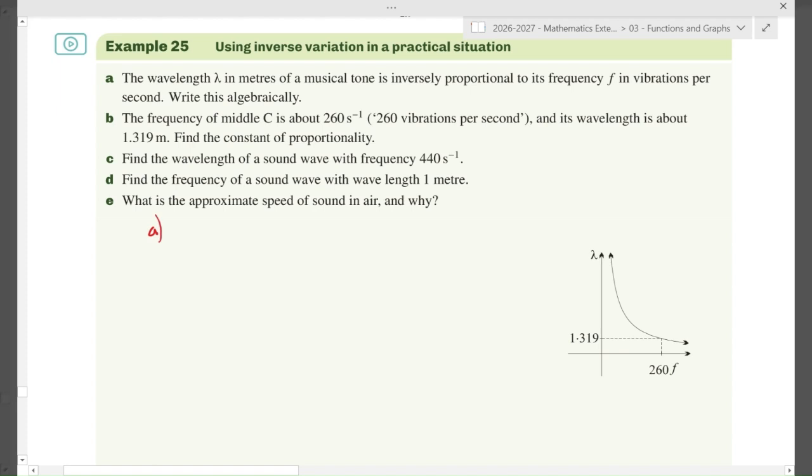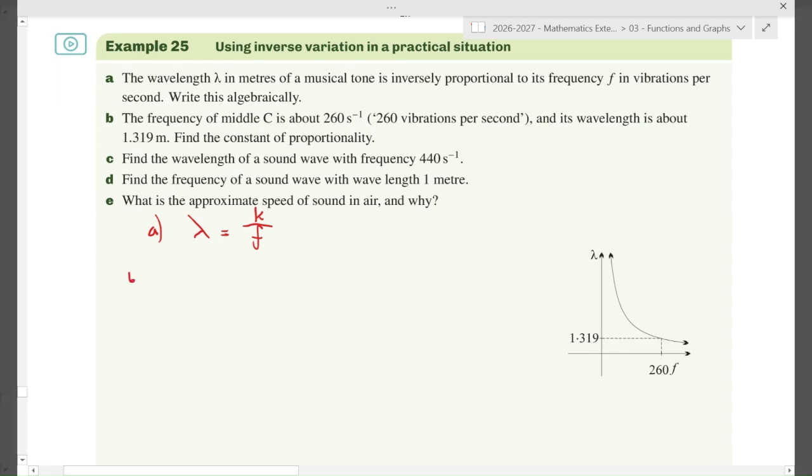We are going to have lambda, and it's inversely proportional to some constant k. By inversely proportional, it means we put something over f. What are we going to put over f? We're going to put k, because k is our constant of proportionality. That is now inversely proportional. Everyone happy? Pretty cool.